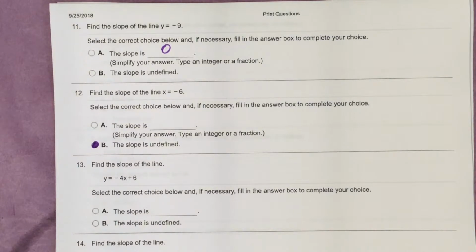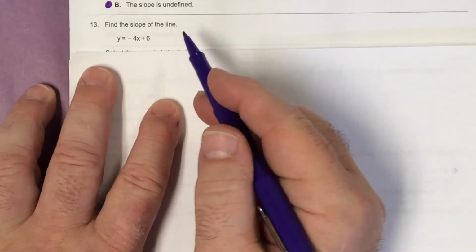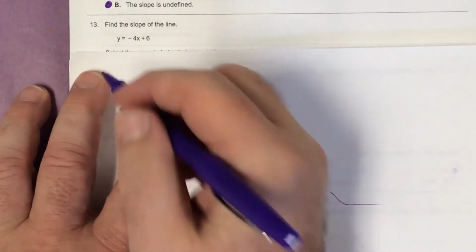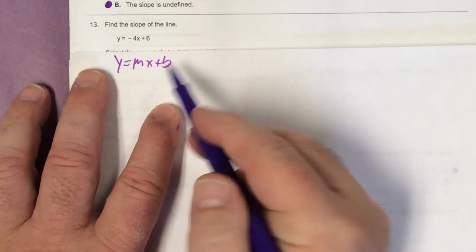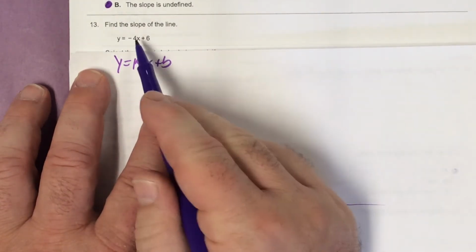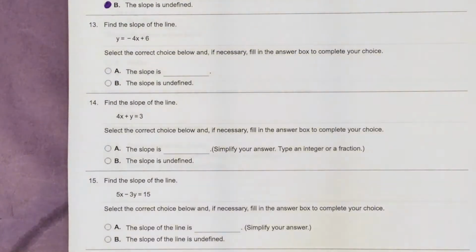The last couple questions that I really want to get to are these last 3 here. I'll try to get these under the wire. So, in the case of question 13, it says to find the slope of the line. This is written in y equals m times x plus b form. The y-intercept is 6, but the slope is going to be -4. So from that form, we can see that the slope is going to be -4.